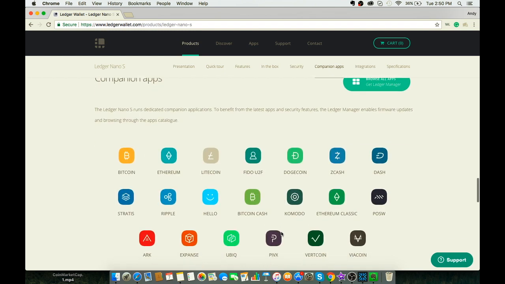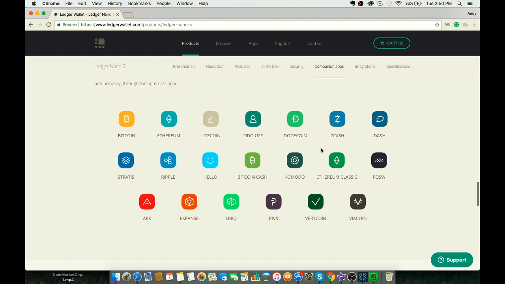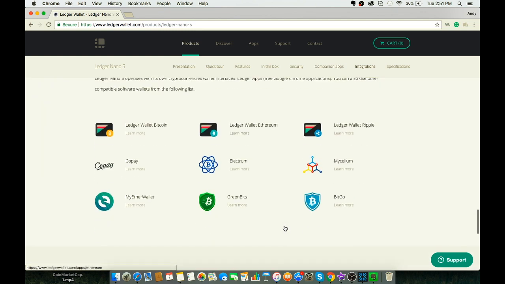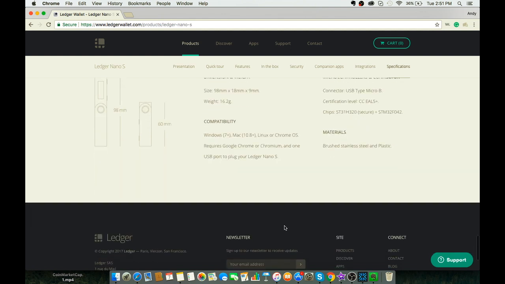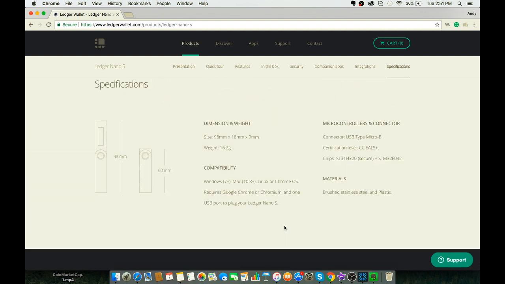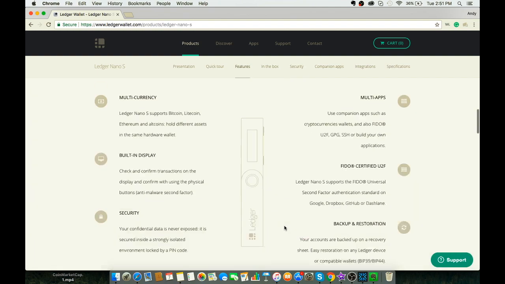So here are the coins that are supported so far with the Ledger Nano S. Bitcoin, Ethereum, Litecoin. Some of the major ones, obviously Zcash, Dash, Ripple, Bitcoin Cash. They've added a couple of new ones since I've got it as well. They now have Komodo, Ethereum Classic, Ark, Expanse, Ubiq, Pivx, Vertcoin, and Viacoin as well. So this is a great value for a cold storage wallet. You're able to hold all your coins offline and away from people that have access to hacking software, and they're able to hack into these exchanges.